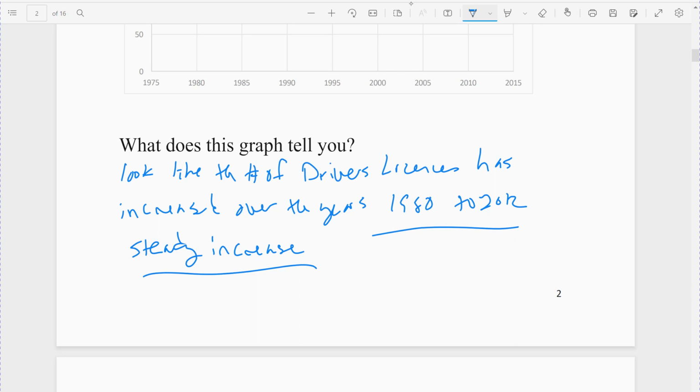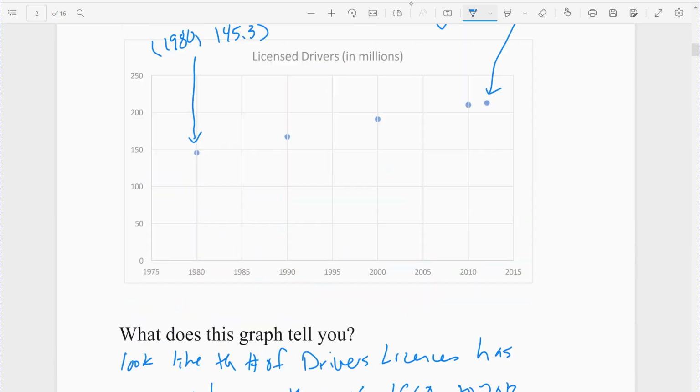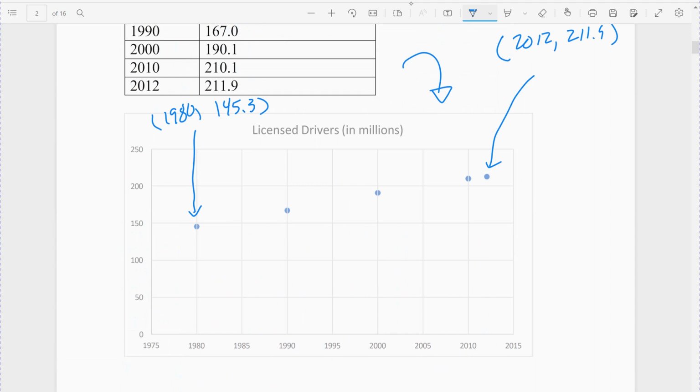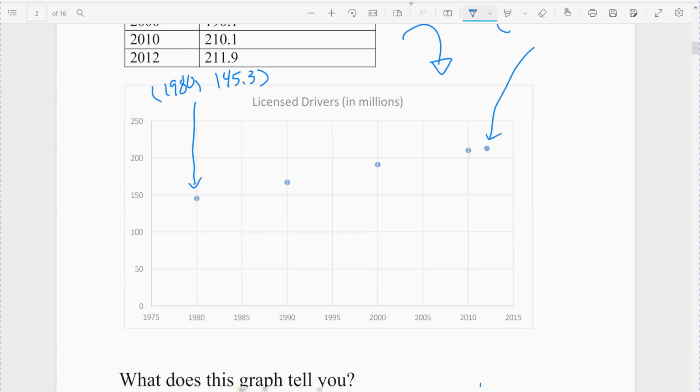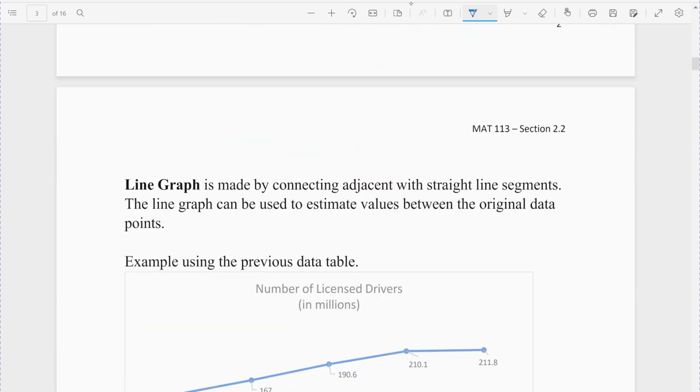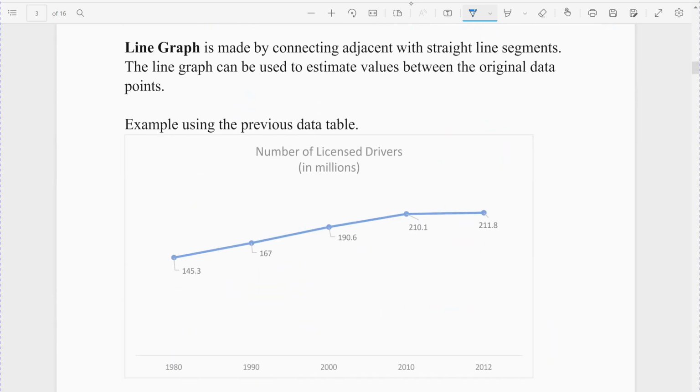It's been pretty steady. All right, so the next one we're going to look at is the same table, but we're going to make it into a line graph. This was a scatter plot because it's just points that we've plotted together. In the next one, we're going to connect the dots using lines. Sometimes it's helpful to do that because it gives you a better idea of what's happening over the years. So we go from a scatter plot to a line graph.